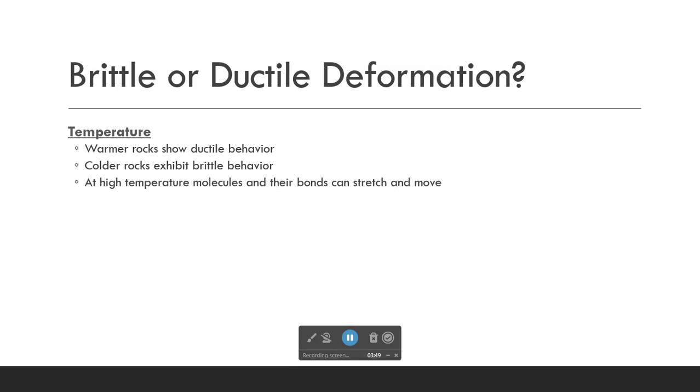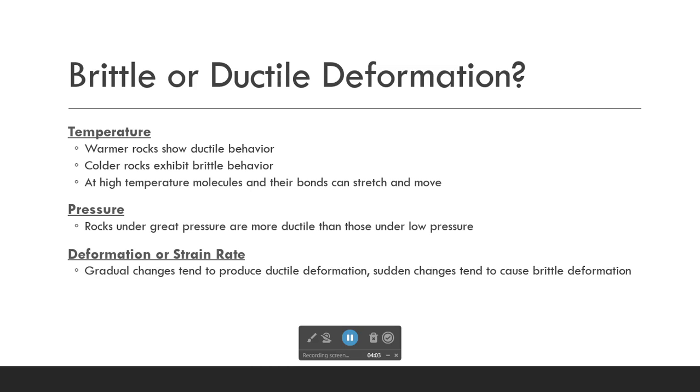At high temperature, this happens because molecules and their bonds are capable of stretching and moving. Pressure also influences this. Rocks under great pressure are actually more ductile than those at low pressure. So that factors in there. And then the rate at which the deformation occurs. Gradual changes tend to produce ductile deformation where the rocks fold, but sudden, very fast changes tend to cause brittle deformation. And then finally, composition can have an influence. Some rocks and minerals are simply softer and they can deform more easily, whereas some are simply harder, so they break.